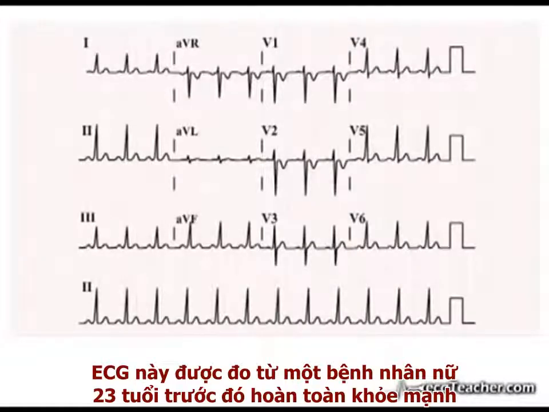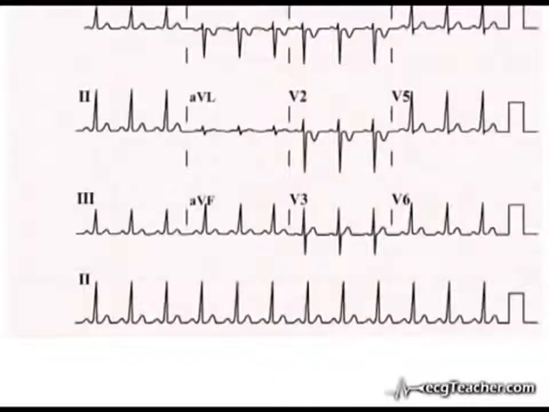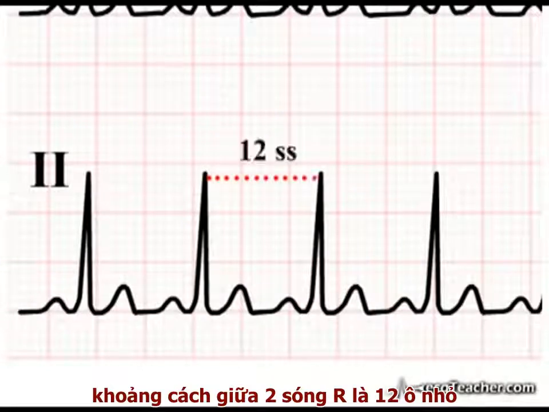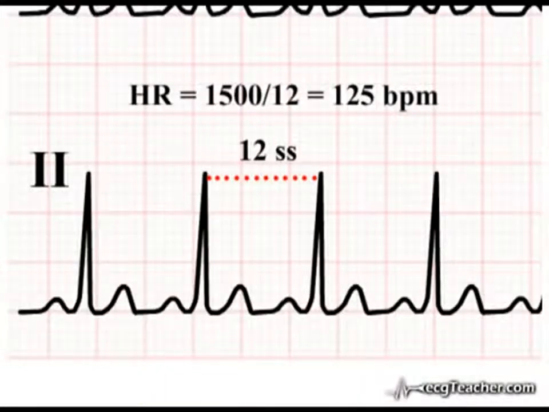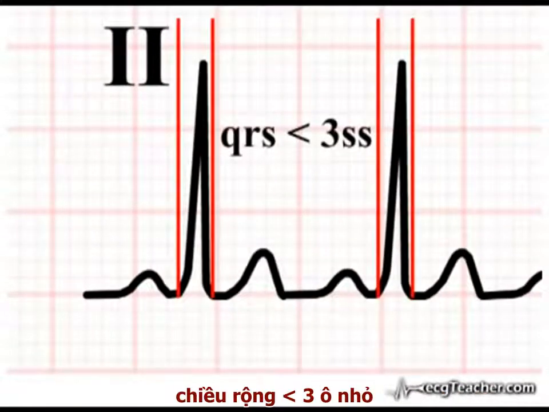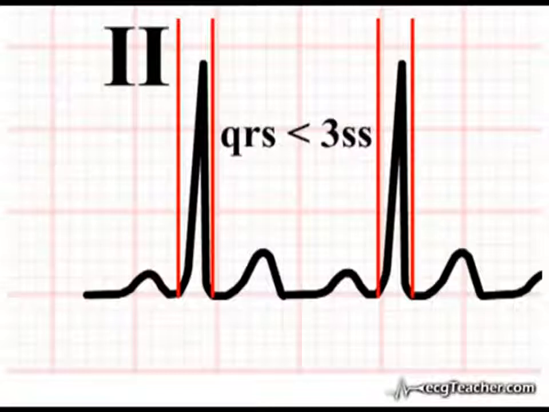This ECG is taken from a previously healthy 23-year-old lady who presents with a pyrexia of 40 degrees Celsius secondary to pyelonephritis. The heart rhythm is regular and there are 12 small squares between R waves, so the heart rate is 125 beats per minute, a tachycardia. The QRS complexes are of normal duration, less than 3 small squares in width, indicating that the depolarization wave is entering the ventricular conducting system.